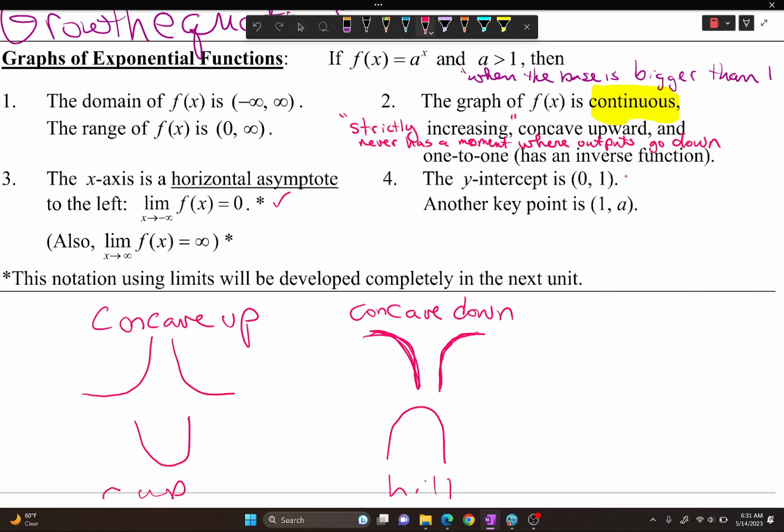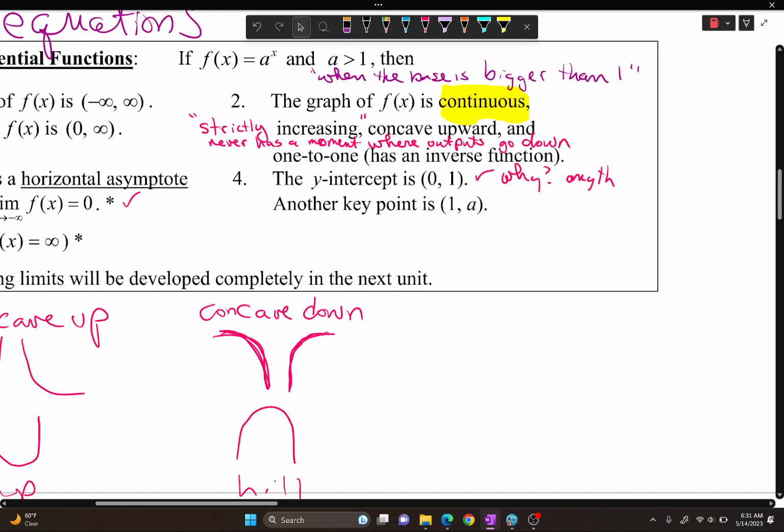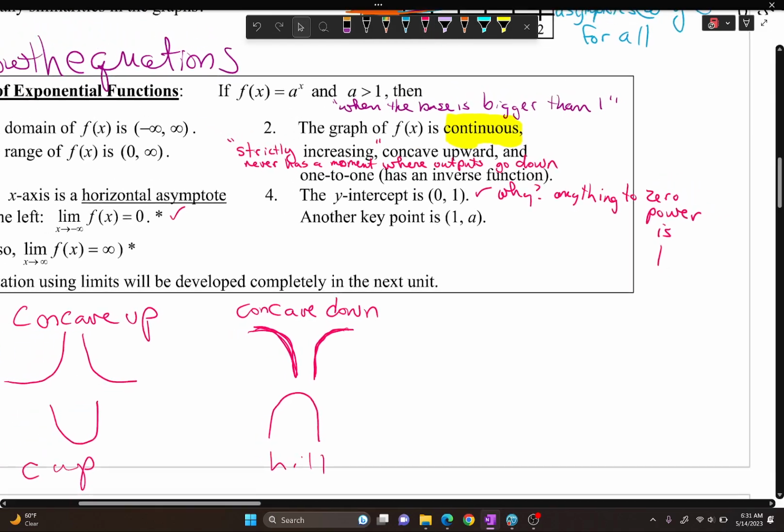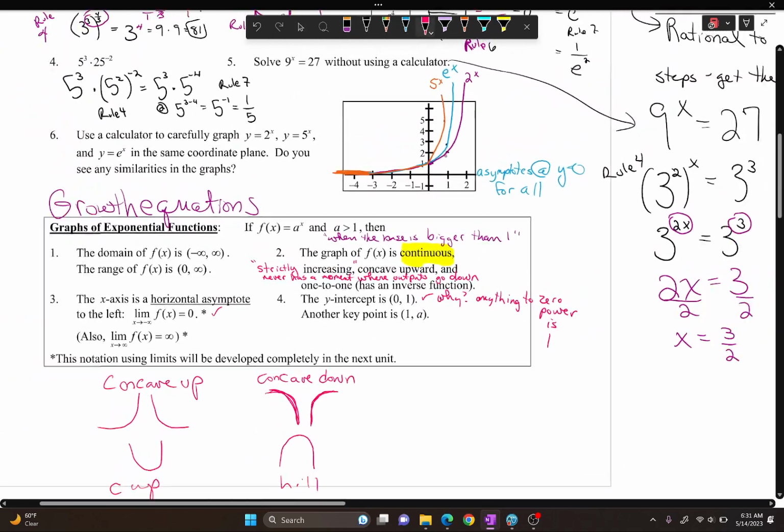The y-intercept is at 0, 1, always. Anything, well, yeah, why not? You could just call it the 0 rule. Anything to the 0 power is 1. And another key point then that you could say is that you end up getting 1 and a, which we already talked about. Whatever a is, we get that point, and that's how we graph these anyways.